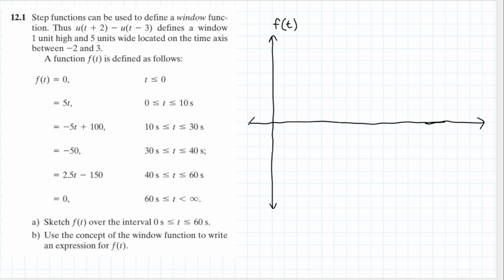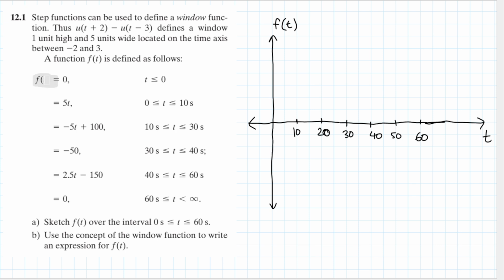Okay, maybe let's label this. So the x-axis is the time axis, so t there. And then I will use steps of 10 seconds. This is 10 seconds, and then this 20 seconds. And then this will be 30 seconds, and then 40, 50, and then 60. Okay, now let's see the function, each one.